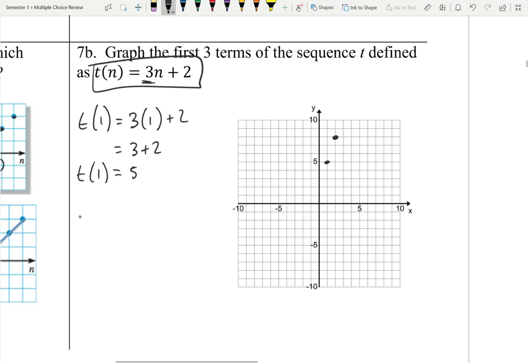And let's check it out just to make sure. So t of 2 equals 3 times 2 plus 2. 3 times 2 is 6. 6 plus 2 is 8. So t of 2, our second term, is 8. And so for the next term, we'd be going up 3 again, so that would be at 11.